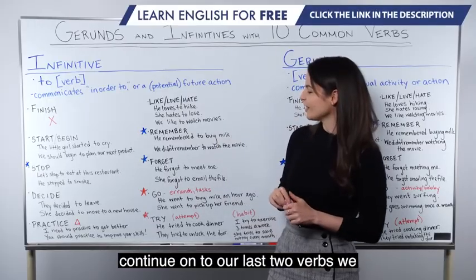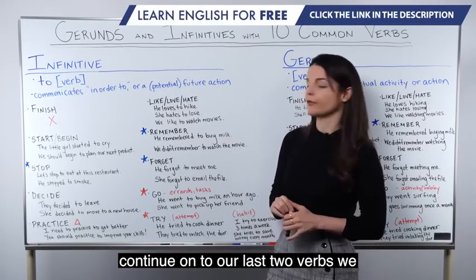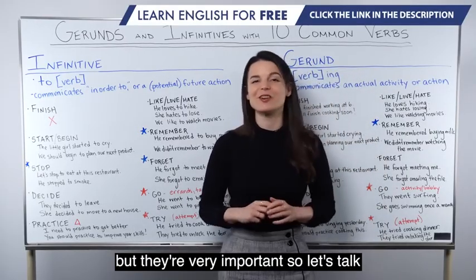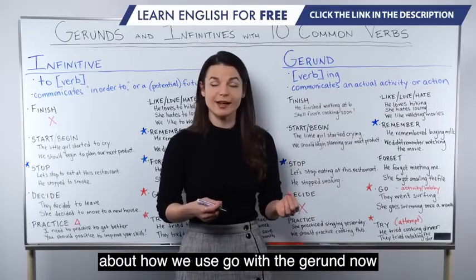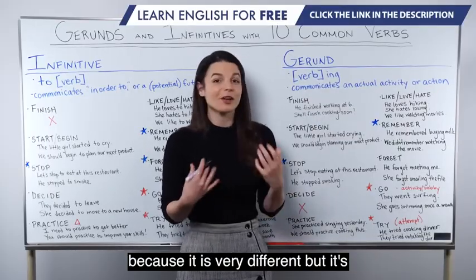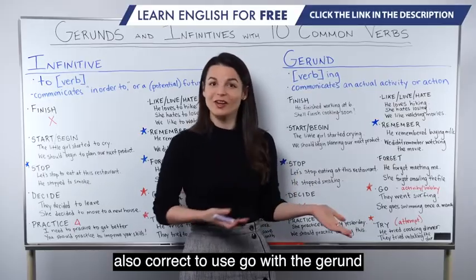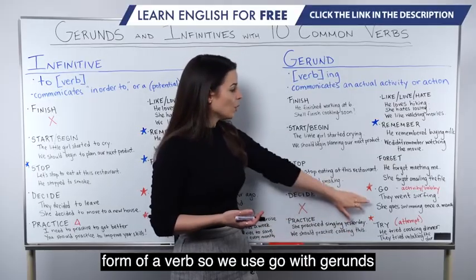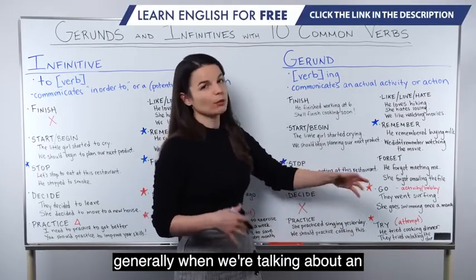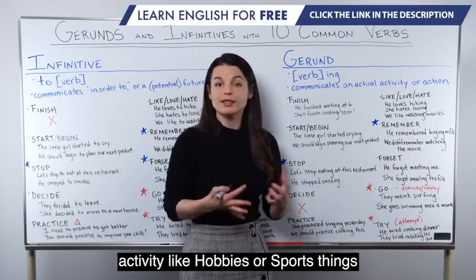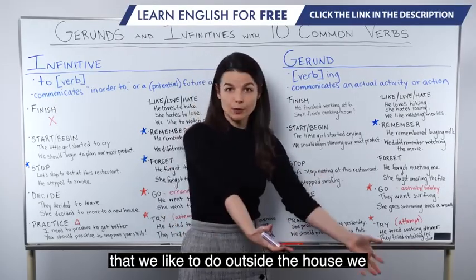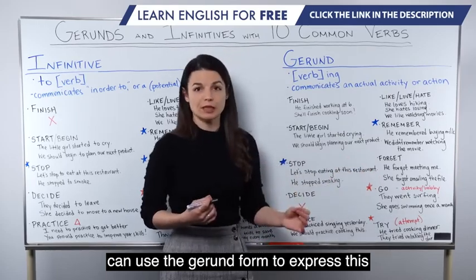Okay, great. Let's continue on to our last two verbs. We have some more notes to talk about here, but they're very important. So let's talk about how we use go with the gerund now, because it is very different, but it's also correct to use go with the gerund form of a verb. So we use go with gerunds generally when we're talking about an activity like hobbies or sports, things that we like to do outside the house. We can use the gerund form to express this.